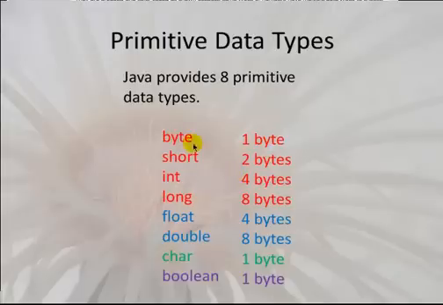As you can see, the red ones are all integer data types, and you have a choice of grabbing a small amount of memory or a large amount of memory. Similar for real number values, you can grab 4 bytes or 8 bytes.